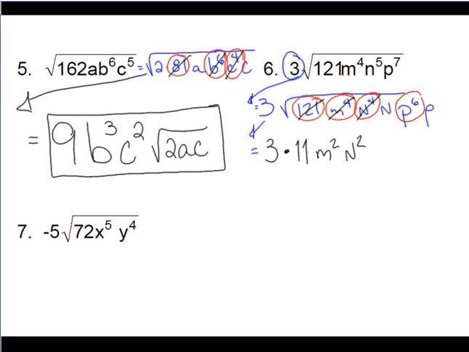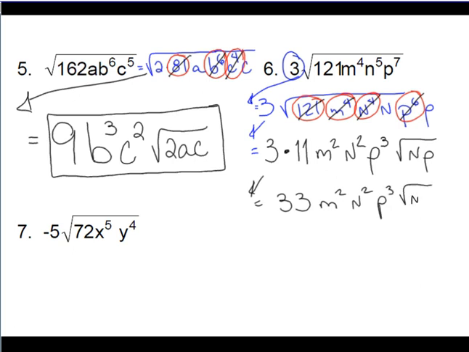Oh, here's p to the 6th power, another perfect square. So this becomes p to the 3rd power. 6 divided by 2 is 3. I have some stuff left inside my radical: an n and a p. I now have to go through and multiply 3 times 11, which is 33. I have my m squared, n squared, p to the 3rd, square root of np. And that would be our final answer.